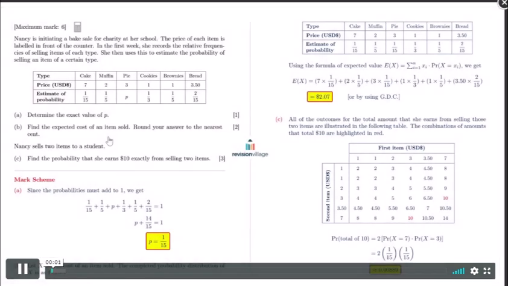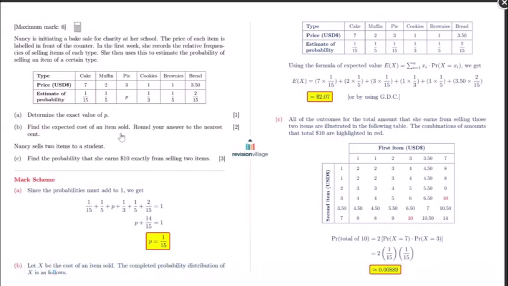Part B asks you to find the expected cost of an item sold and to round your answer to the nearest cent. Okay, so in this question here, we have a probability distribution table that shows the 6 different items that Nancy is selling. We have the price of the item. So for example, a cake costs $7 and we have the probability of the next customer that comes up to the stand, the probability of that customer buying that particular item.